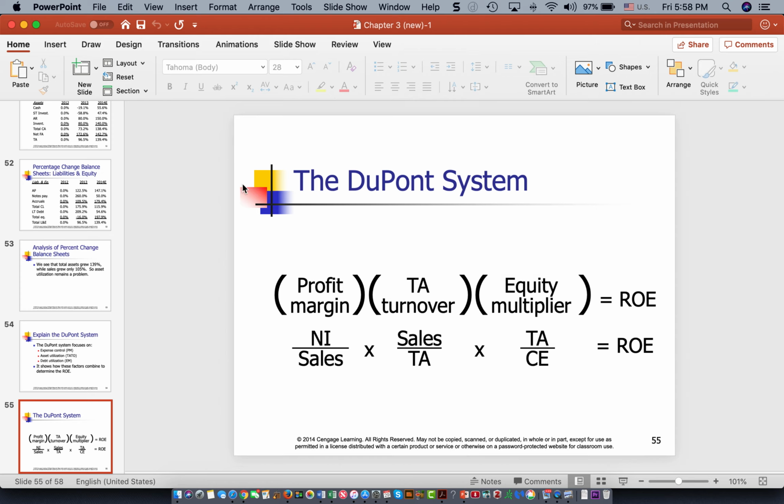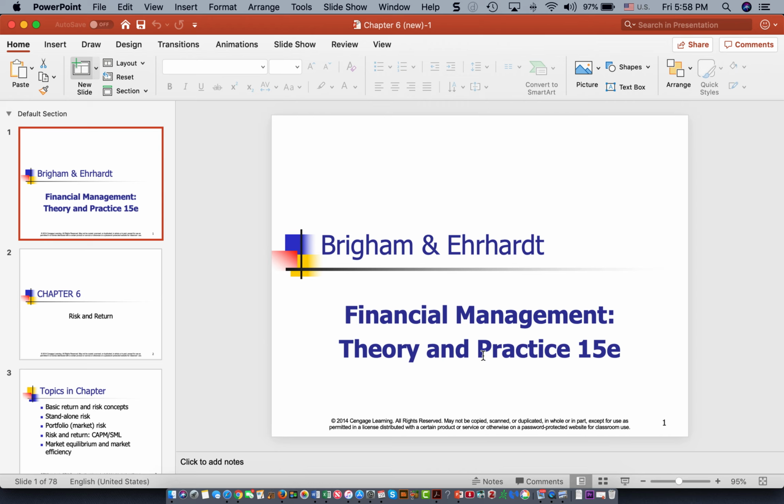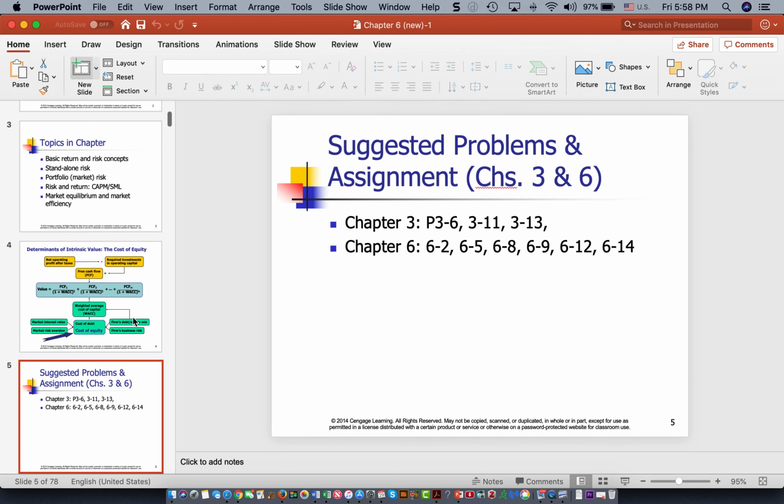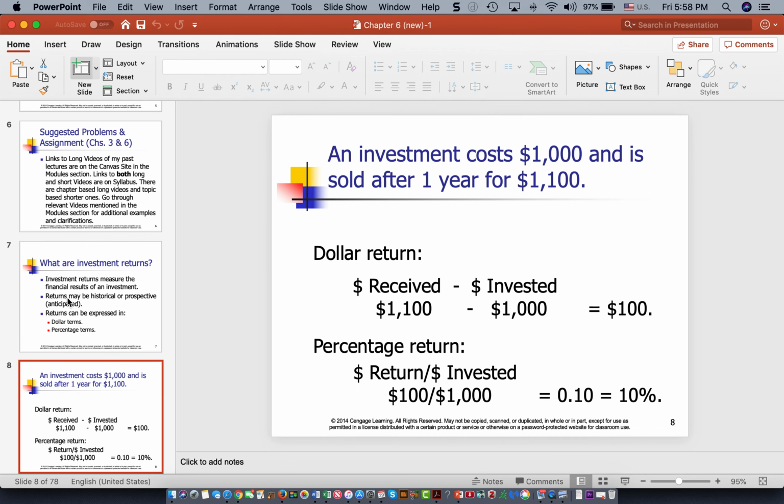So this is chapter 3 that you need to prepare for. But chapter 6 is where we introduce the capital asset pricing model. You need to know the difference between dollar return and percentage return. You receive 1,100 and spend 1,000, so you received $100 more, and the return is 10%. Dollar return is scale dependent, but percentage return is not.